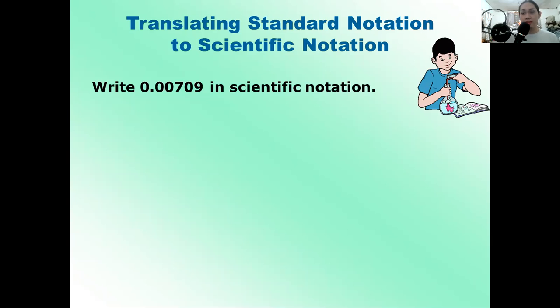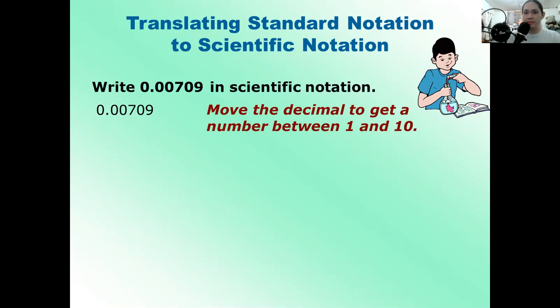Now let's go to the next translation or writing. In this slide, we're going to do the reverse way. From standard notation, we will write it in scientific notation. Are you ready? Okay, let's have the example. Write 0.00709 in scientific notation. So from 0.00709, move the decimal to get a number between 1 and 10.